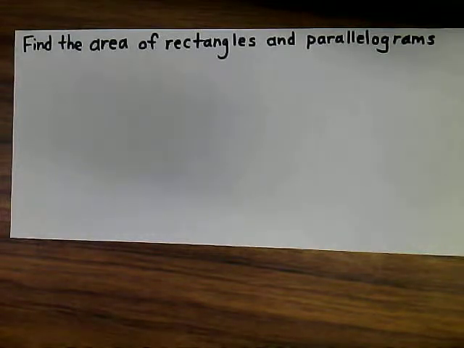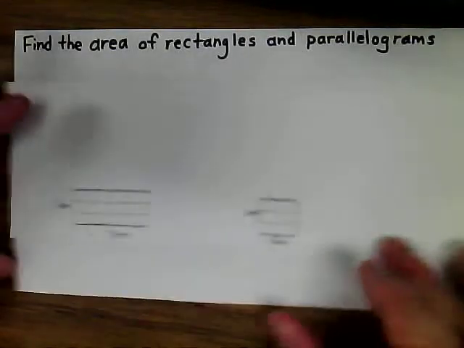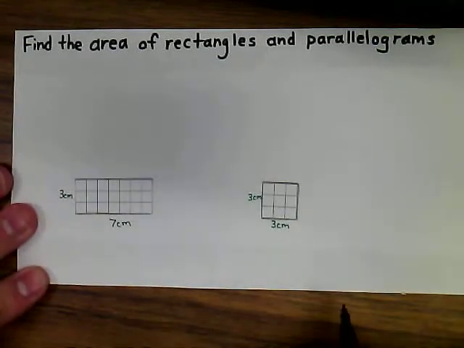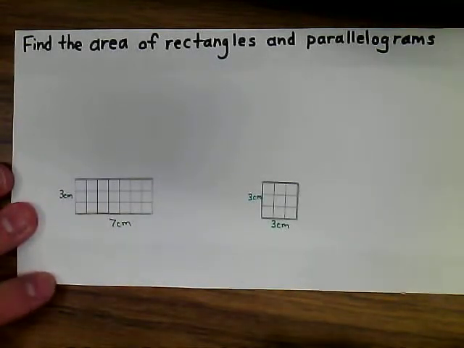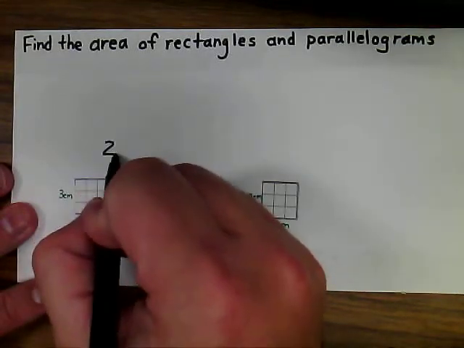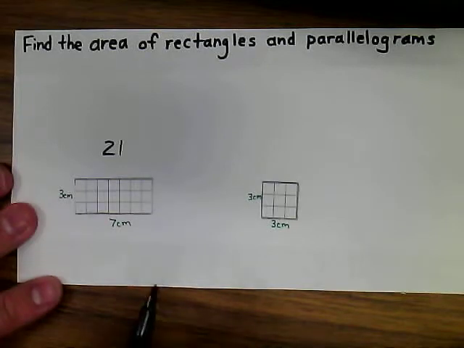Today's video is on finding the area of rectangles and parallelograms. Many students are aware of what area is, but lack the basic understanding of what it actually means. Students know, oh, we multiply the length times the width to find the area of a rectangle. That's great. 3 times 7 does indeed equal 21. But you need to understand what that 21 represents.